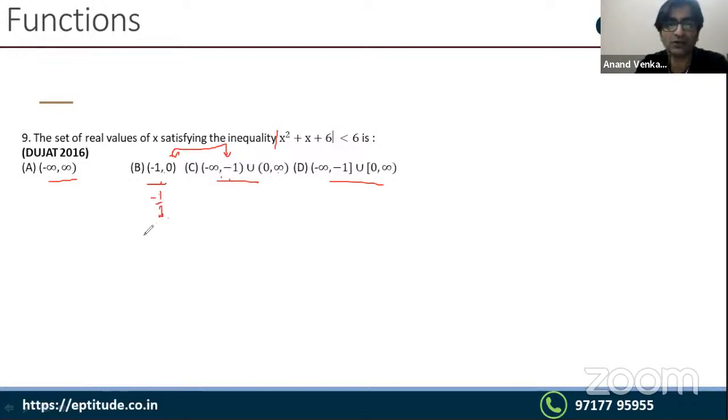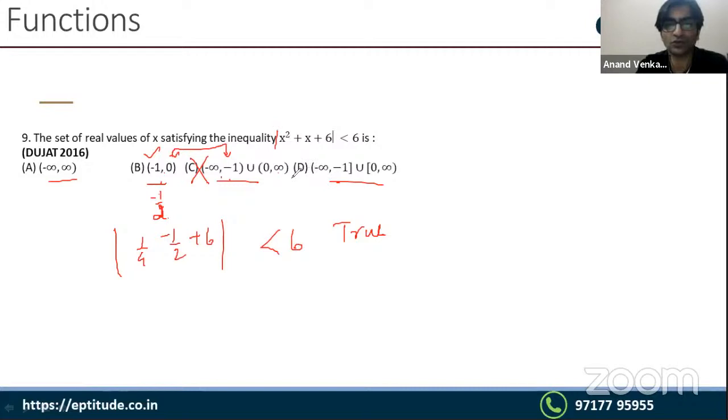तो जैसे ही मैंने इसमें एक वैल्यू चेक किया, -1/2 चेक करके देखता हूँ, -1/2 डाला तो 1/4 -1/2 + 6 mod is less than 6 and we found that this is true, right? तो अगर ये ट्रू है तो ये तो पक्का अनट्रू हो गया, ऑप्शन सी कट गया। बट -1/2 जो हमने डाला था वो यहाँ लाई करेगा क्या?